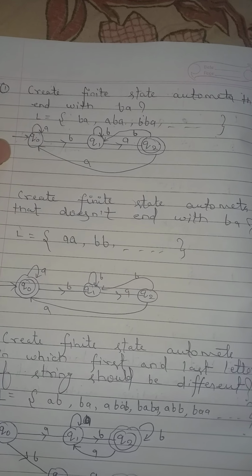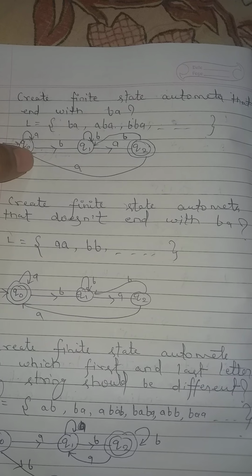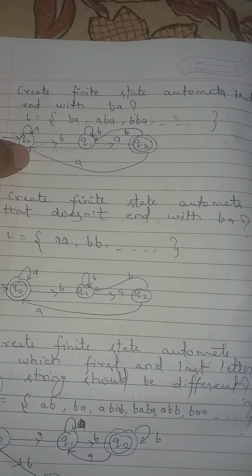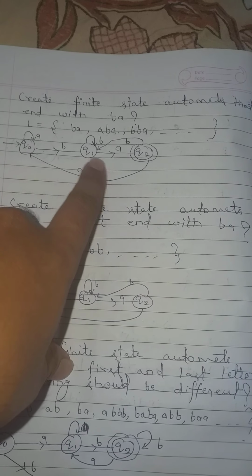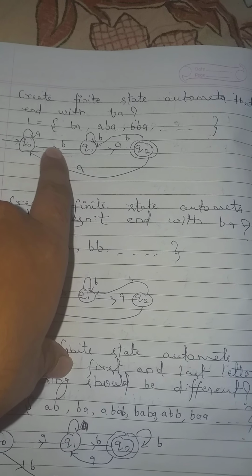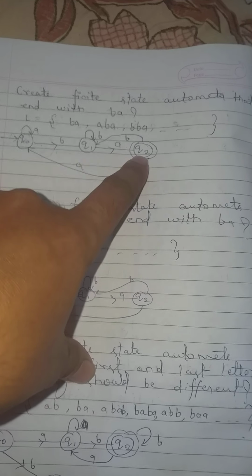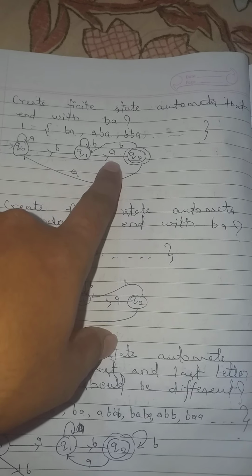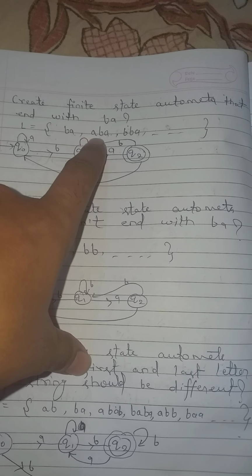So here for BA we will construct an automata. How can we construct it? For the minimum string we must have an initial state Q0. After that Q1. From Q0 to Q1 we get a transition when we consume the alphabet B. After that we will consume A and we will reach Q2, the final state. So this is the basic structure for the BA string.